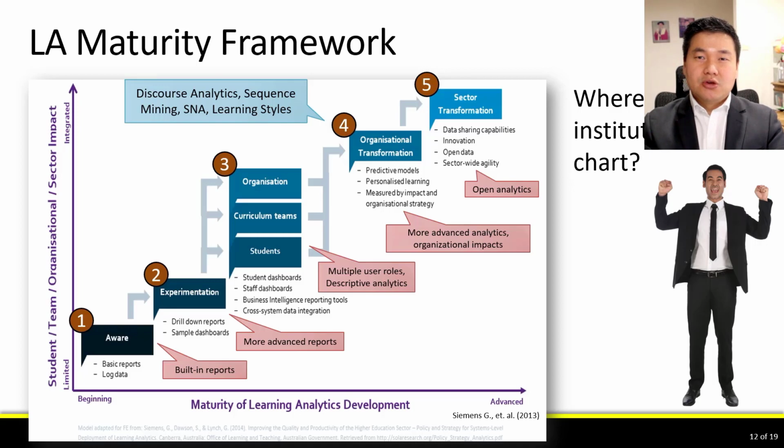In our case, the University of New South Wales is definitely level 1 because we've been using the built-in reports for some time. We are also level 2 because we have developed advanced Power BI dashboards. We are level 3 because our LA system could support multiple user roles, not just students and educators, but also system administrators and other stakeholders. We are somewhere between level 3 and level 4 because even though we haven't done much predictive modeling, we could achieve some significant impact across the board.